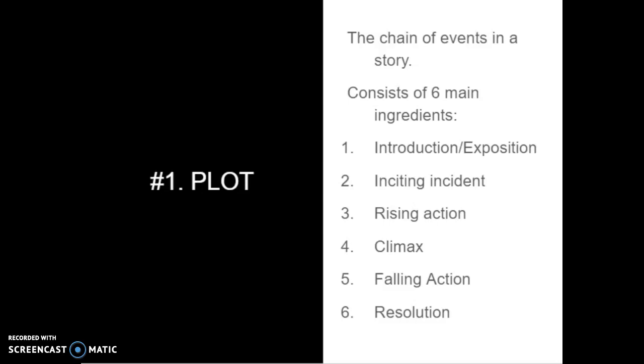First, we have our introduction and exposition. Then we have the inciting incident, rising action, climax, falling action, and resolution. So most of these, you've probably heard of these before. This is all review. This should not be new information. But I'm going to go through each element of plot and work through them just as a reminder of what each element of plot looks like.